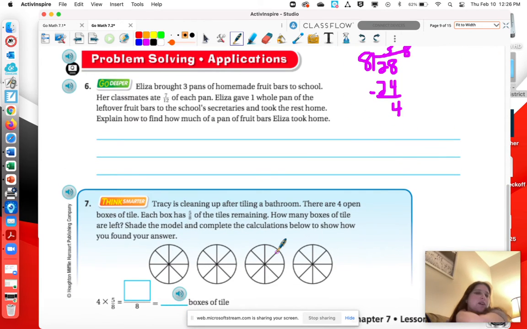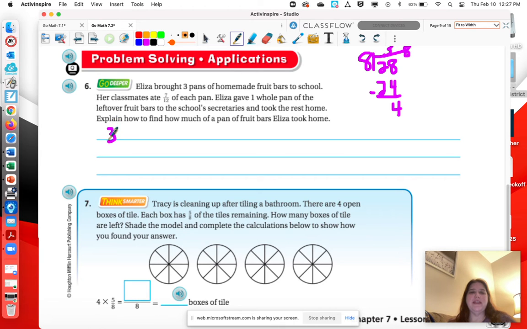Let's take a look at these go deeper ones. We know they're going to be a little harder for you. Eliza brought 3 pans of homemade fruit bars to school. Her classmates ate 7/12 of each pan. Eliza gave a whole pan of the leftover fruit bars to the school secretaries and took the rest home. Explain how to find how much of the pan of fruit bars she took home. So first we need to find how much they ate.